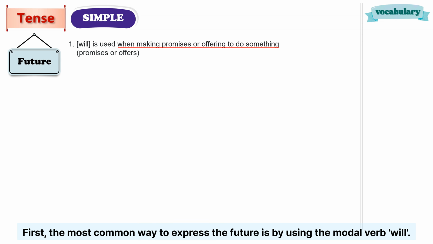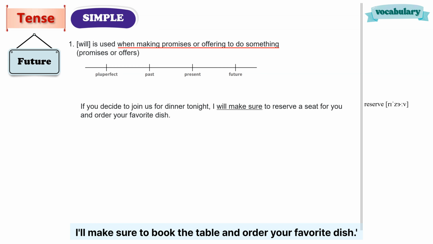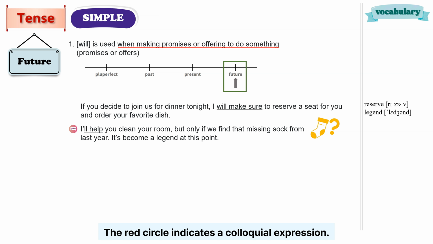First, the most common way to express the future is by using the modal verb will. It's often used when making a promise or offering something to another person. Let's look at some examples. If you decide to join us for dinner tomorrow evening, I'll make sure to book the table and order your favorite dish. On the time continuum, you can clearly see the point marked in the future. The red circle indicates a colloquial expression.